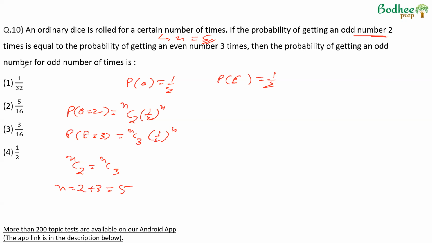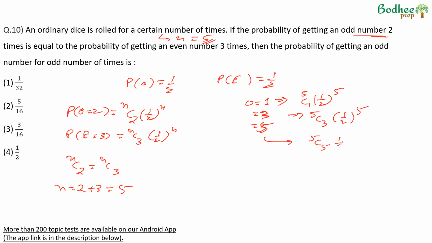We have to find out the probability of getting an odd number for odd number of times. So odd number could be there once, odd number could be there twice, odd number could be there thrice. The probability for this will be 5C1, 1 by 2 raised to power 5. No, sorry, 3 times or 5 times. Odd could be once, thrice, odd number of times. This will be 5C3, 1 by 2 raised to power 5. This will be 5C5, 1 by 2 raised to power 5. Either this happens or this happens or this happens.